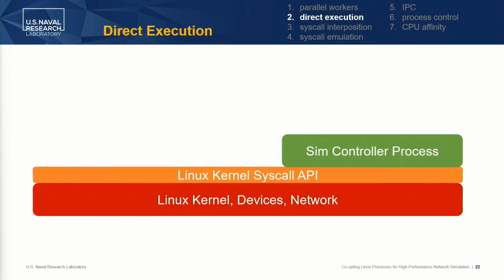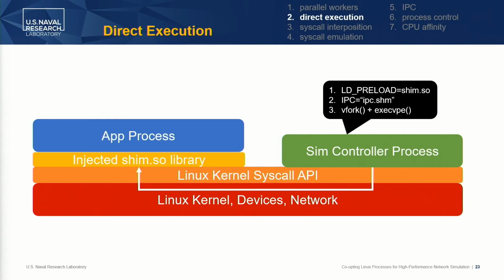Okay, so now we have a simulation controller process that will directly execute these applications. So how that works is as follows. The controller process is running in Linux on top of the kernel, and it will set some environment variables, including LD_PRELOAD and an IPC environment variable, and then it will fork and exec the application process.